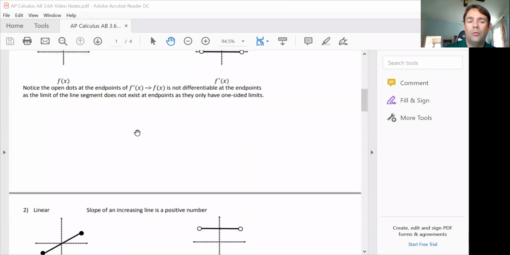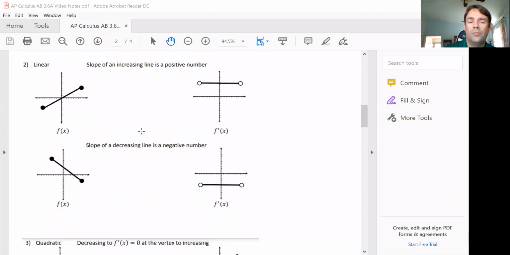Let's keep going. Let's look at some other ones here. What about linear functions? See if you can figure out why this might make sense. Go ahead and pause the video and consider it a little bit.